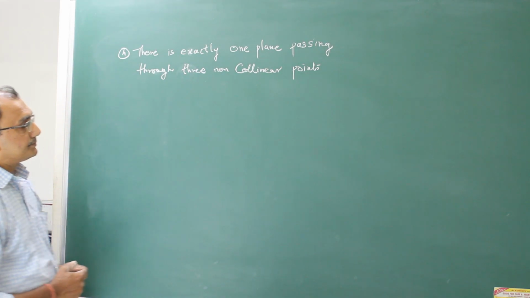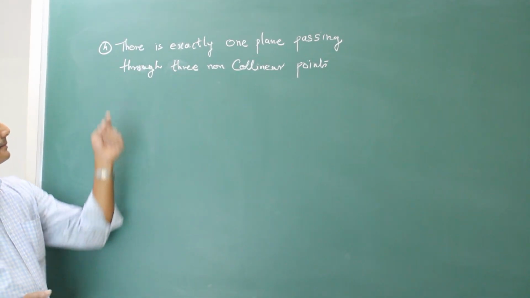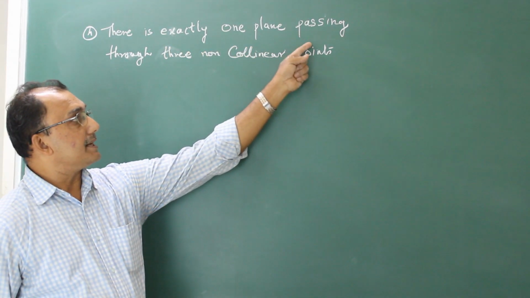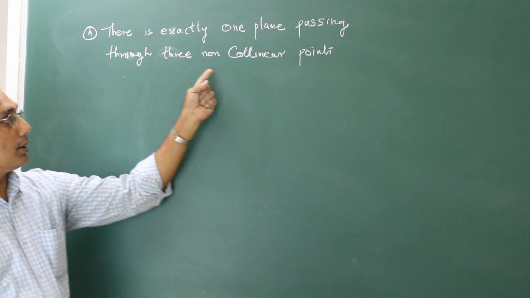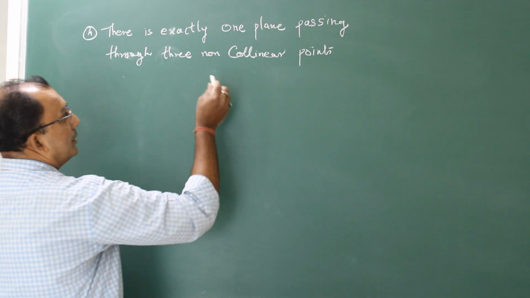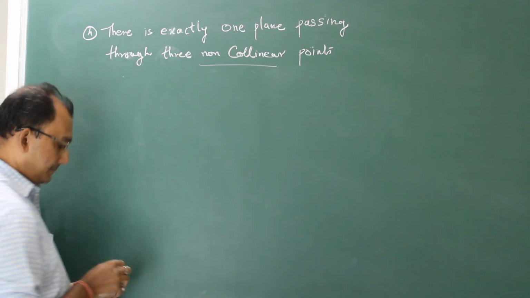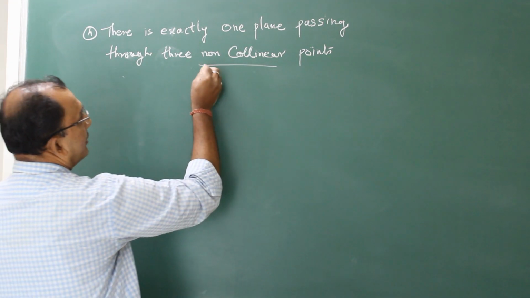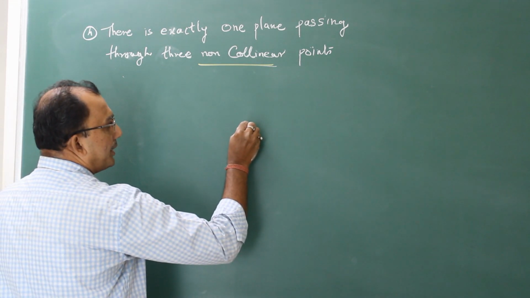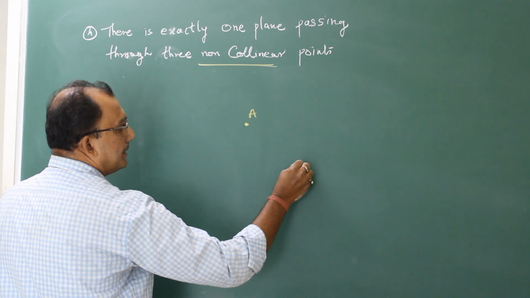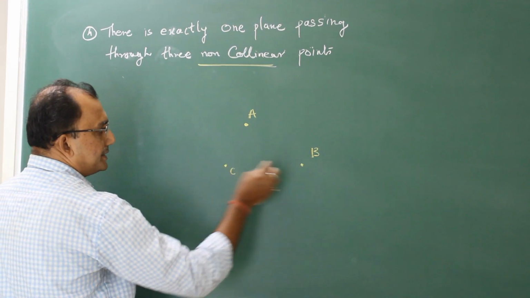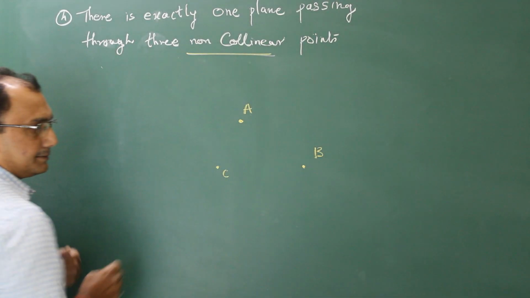Axiom number 4. There is exactly one plane passing through three non-collinear points. Now comes the word non-collinear. What does this particular word non-collinear mean? Suppose we have points in this pattern A, B and C. These points are said to be non-collinear.